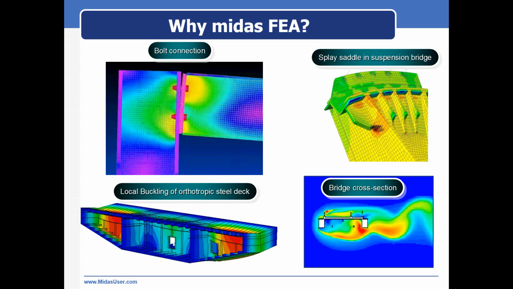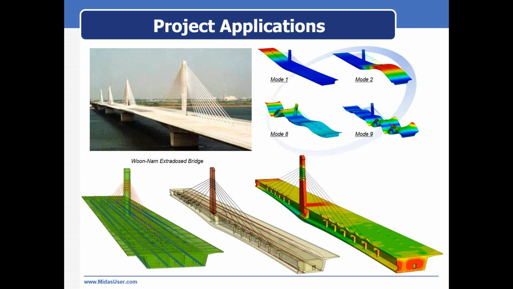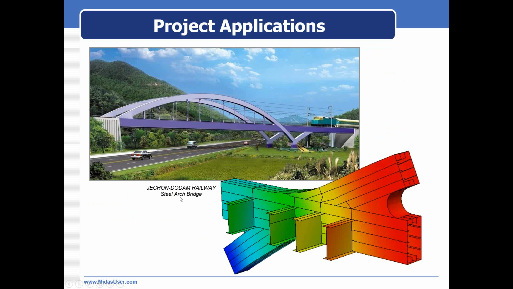Let's see some real-time project applications. This is the Von Nahm extradosed bridge. For a single pier, it was analyzed in FEA for detailed stresses, and dynamic analysis was also performed. Another application is a steel arch bridge. For this bridge, only a portion of the bridge was analyzed in FEA for detailed stress concentration at these locations.